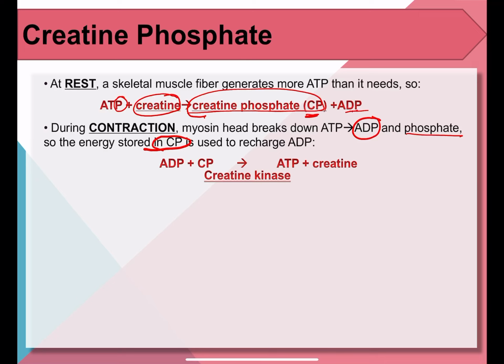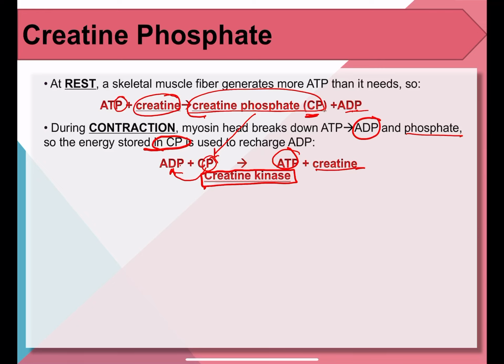Now, during contraction, you really need a lot of ATP coming in. So this is why you can quickly gather these creatine phosphate and then remove that phosphate group back to the ADP molecule to give you ATP and creatine right back. And this requires an enzyme called creatine kinase to transfer that phosphate group back to the ADP.